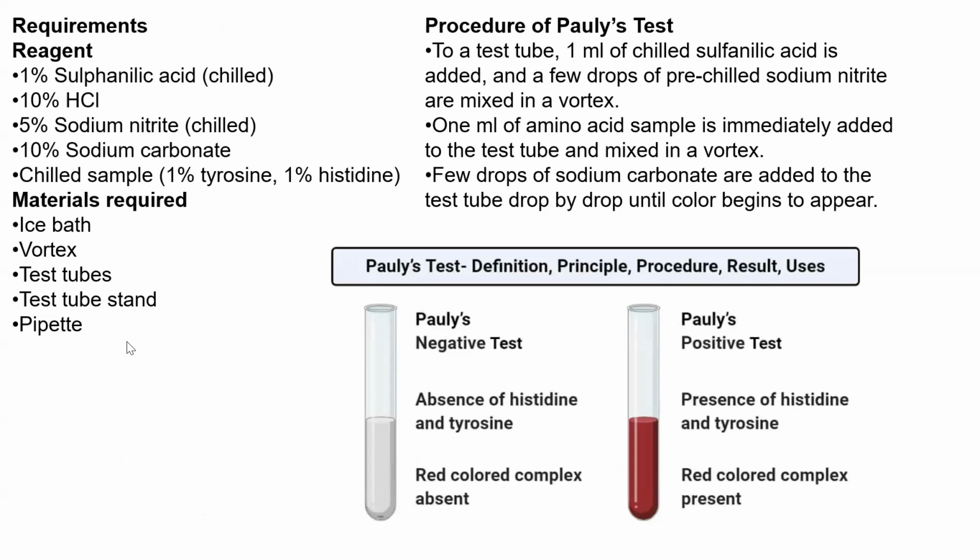So you need the reagent, you need 1% sulfanilic acid, and you chill it. And you need 10% hydrochloric acid, 5% sodium nitrite. You also chill it, and you need 10% sodium carbonate. And then you chill the samples containing the tyrosine and histidine. And these are the materials: ice bucket, vortex, test tube, pipette, and test tube stand.